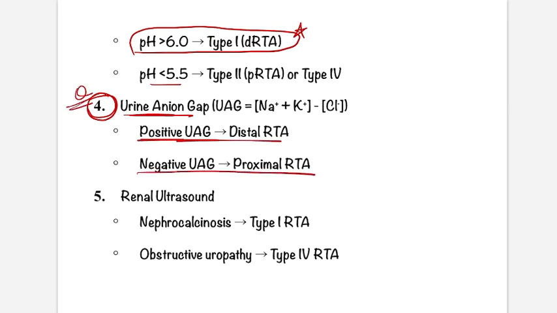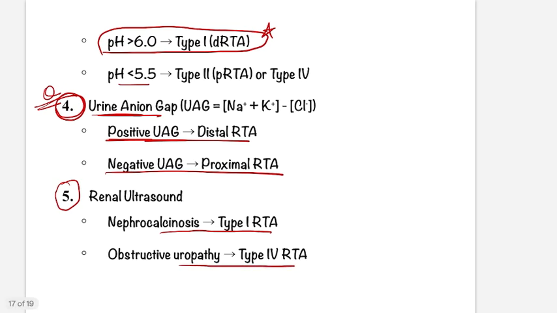Another important thing, just remember, urinary anion gap is positive in distal RTA and negative in proximal RTA. This point has been tested in AIIMS exam. So urinary anion gap is positive in distal RTA, negative in proximal RTA. Obviously, when you do renal ultrasound, nephrocalcinosis is seen in type 1 RTA and obstructive uropathy-like features will be seen in type 4 RTA.